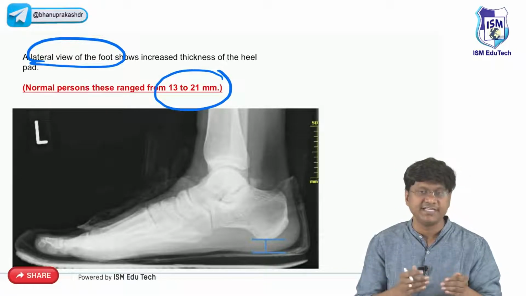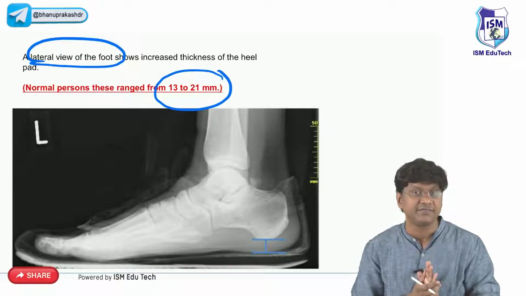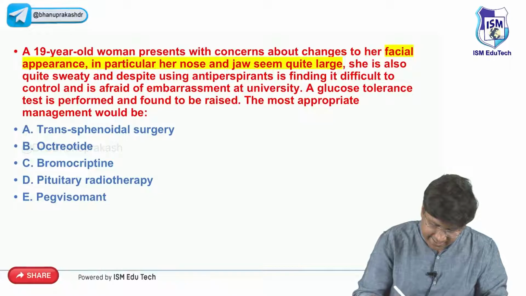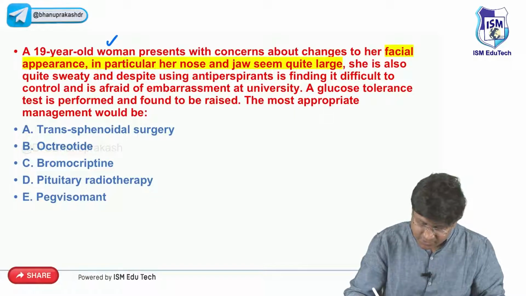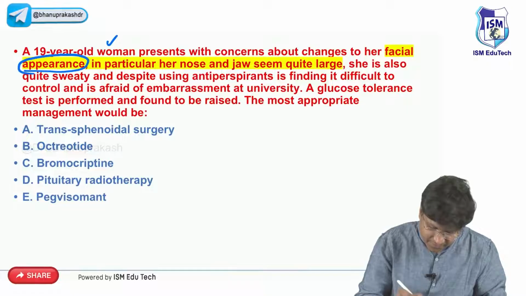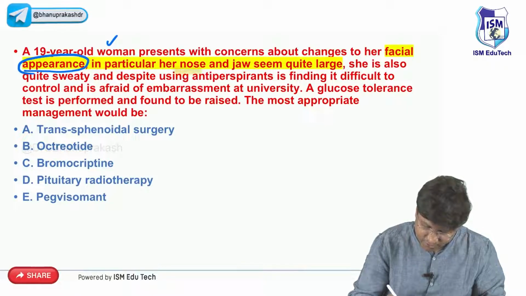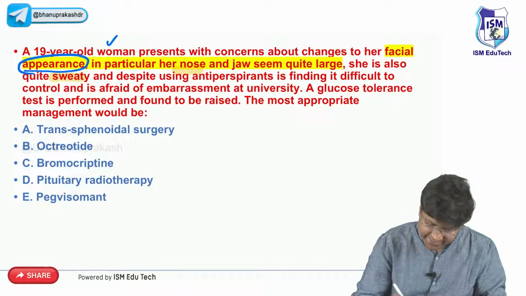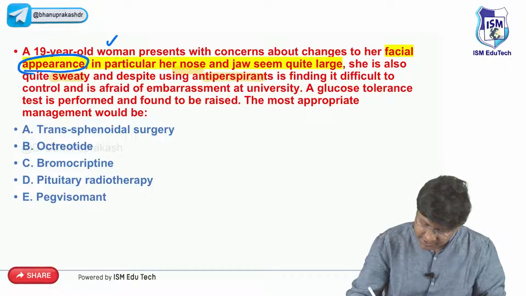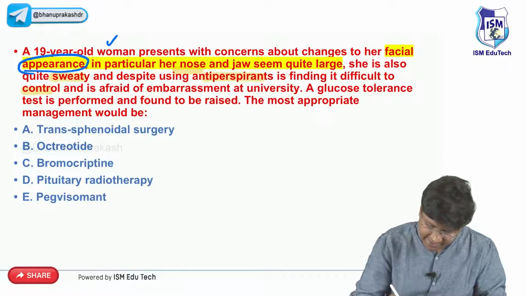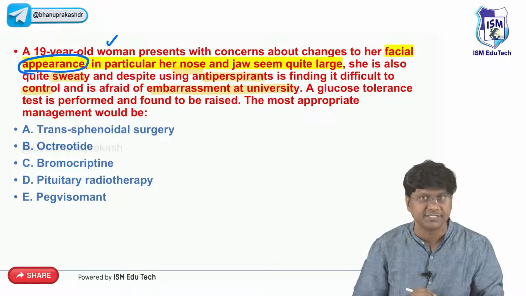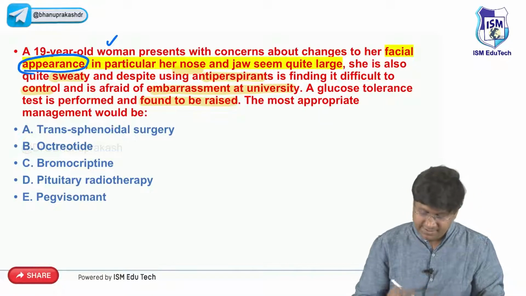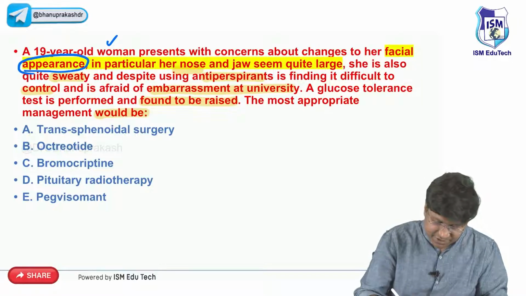Then how do you treat these patients with acromegaly is another very, very important previous year question. Now, you see this question. A 19-year-old woman presents with concerns about changes in her facial appearance, and in particular, her nose and jaw seem quite large. She is also quite sweaty, and despite using antidepressants, is finding it difficult to control and is afraid of embarrassment at the university. A glucose tolerance test is performed and found to be raised. The most appropriate management in this patient will be?